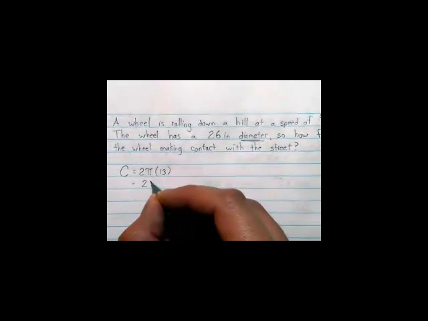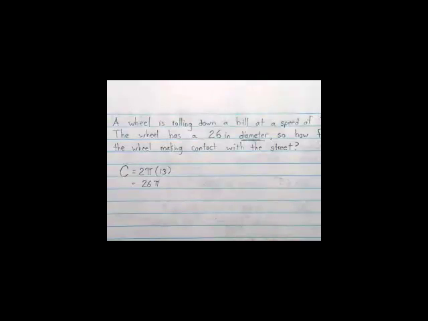We could do that too. You guys are used to 2 pi r, so that's why I wrote it that way. But technically, pi d is another way to do circumference, right? Either way, we've got 26 pi. And what's the unit for this then? Inches. It's the circumference, so it should be in inches now.